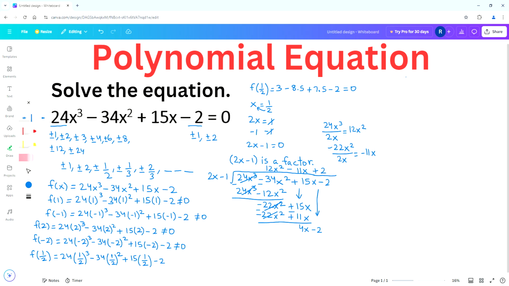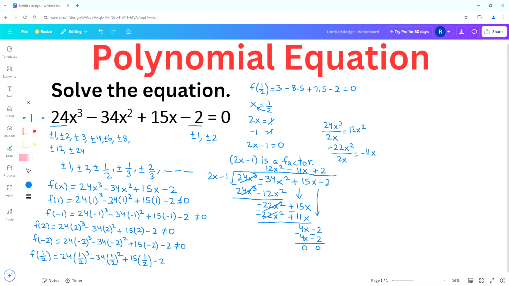Next, we should multiply 2x minus 1 by 2. I get 4x minus 2. Now we can subtract the terms. I get 0. The remainder for this polynomial division is 0. That proves that 2x minus 1 is a factor of the given cubic polynomial.